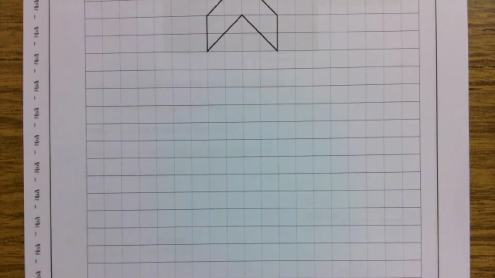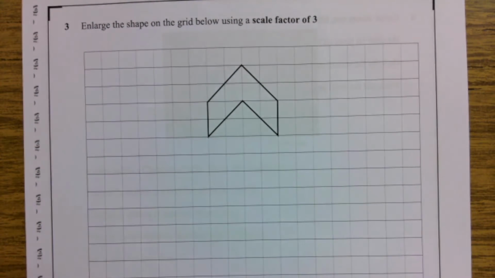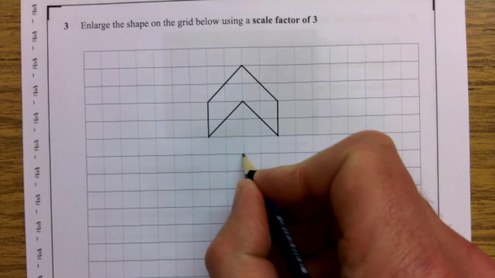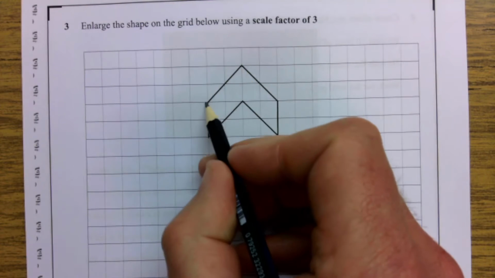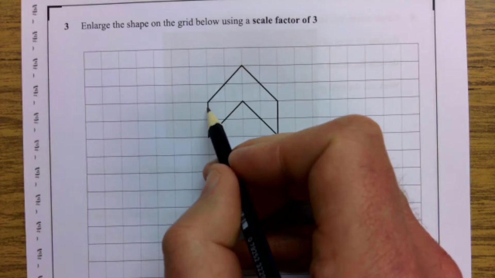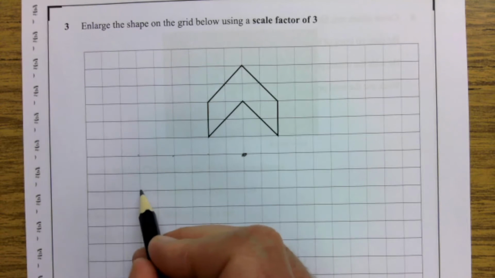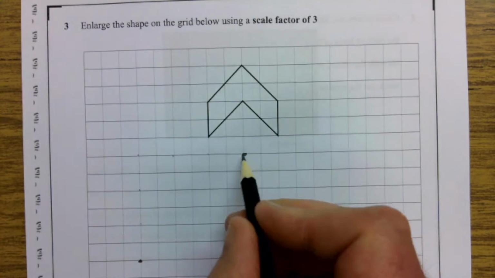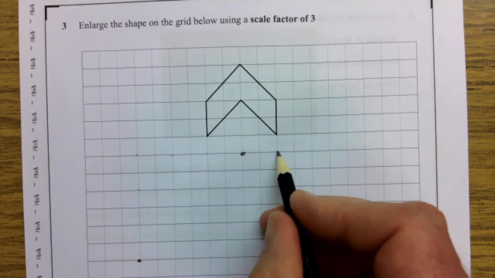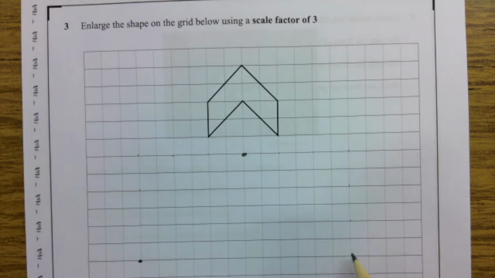Question 3. Enlarge the shape on the grid below using a scale factor of 3. So I'm going to start here and hopefully it'll fit in. So this goes across 2 and down 2. So instead of going across 2 and down 2, I'm going to go across 6. 1, 2, 3, 4, 5, 6. So I think that goes to there. Same on this side. You can sort of see the symmetry. 1, 2, 3, 4, 5, 6.